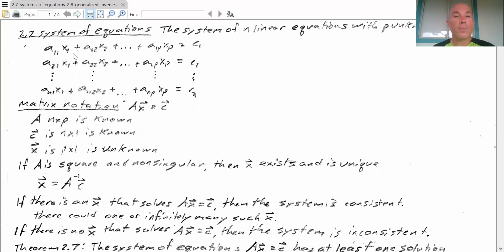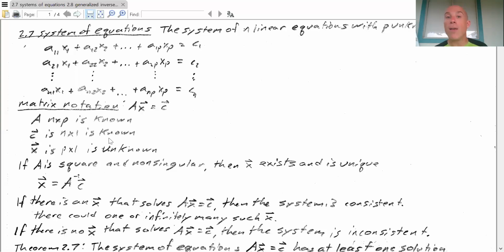All right, and then the x's, x1, x2, x3, all the way up to xp, those are our unknown values. And then we have c1, c2, c3, all the way to cn. So I can put this into matrix notation of A times vector x is equal to the vector c. A is an n by p matrix, and it's known. All the values are known on A. C is n by 1, and it's known.